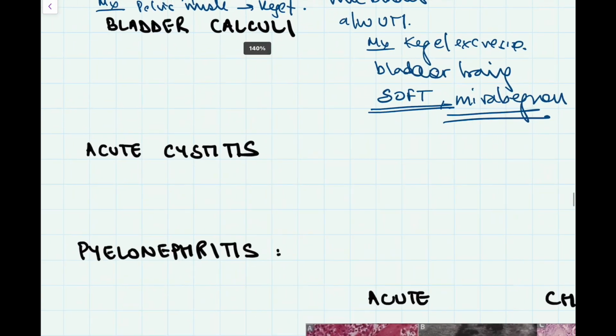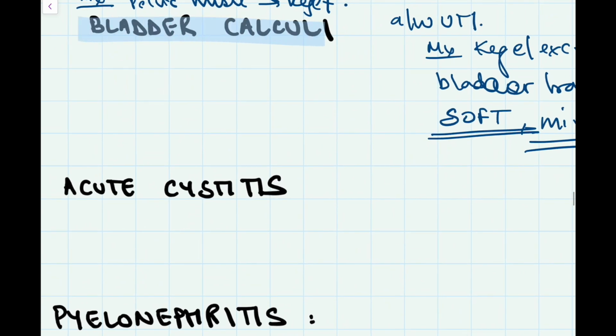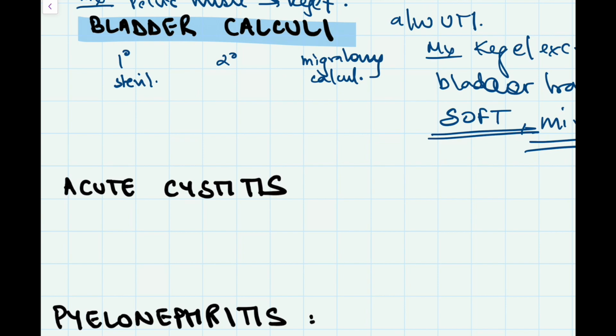Next, we'll talk about bladder calculi. So bladder calculi can either be primary or secondary, or it can come down from the kidney. That is called a migratory calculi, right? The primary are seen if the urine is sterile, right? And especially it is seen in young patients or young males. The most common type of primary bladder calculi is ammonium urate stone.